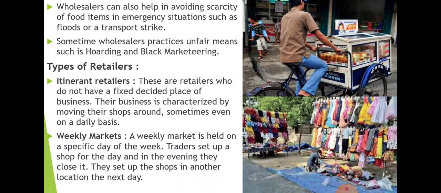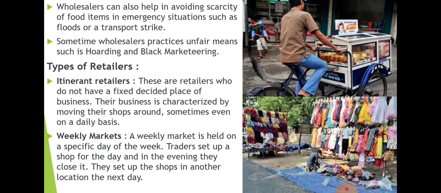So these itinerant retailers used to shift from one place to another every day. Hawkers, vendors, stall holders are known as itinerant retailers. They sell their products on carts or cycles, or they make stalls that they can shift from time to time. Itinerant retailers can be seen in local trains, buses, railway stations, as well as residential areas.